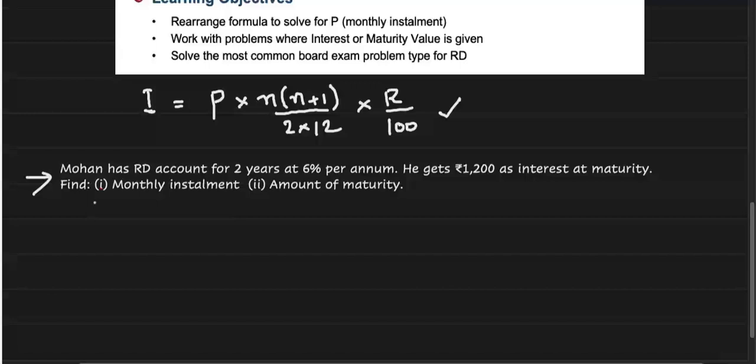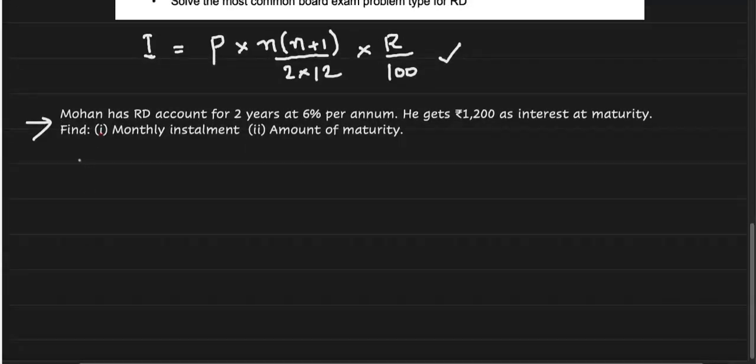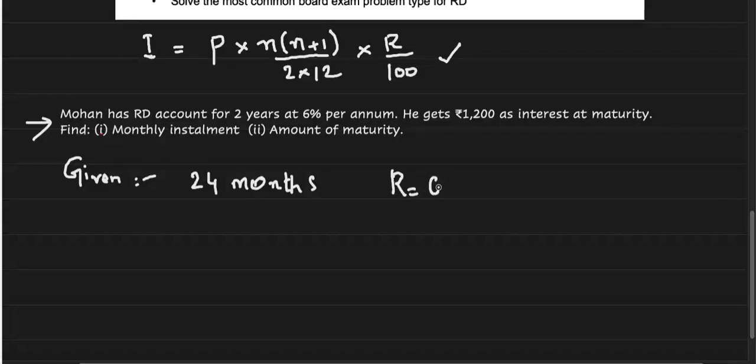In this problem, the N term is 24 months and R value is 6%. And interest at the end is 1200 rupees. So, these are the values which are given.